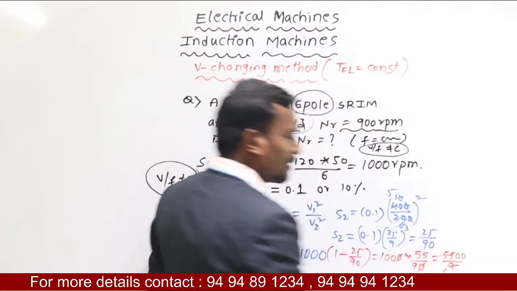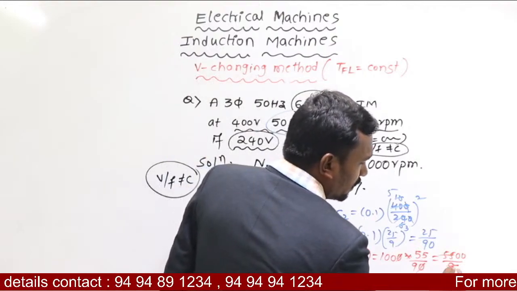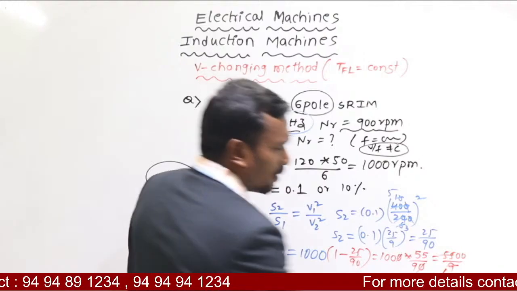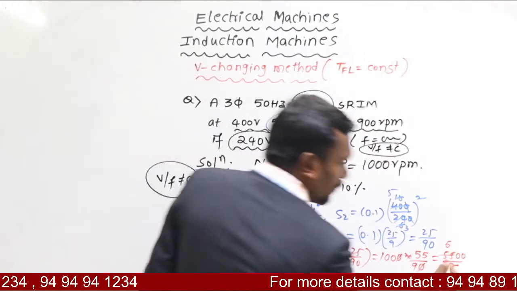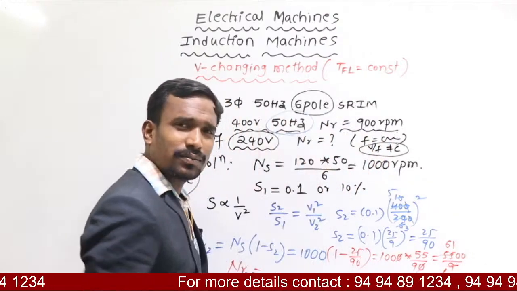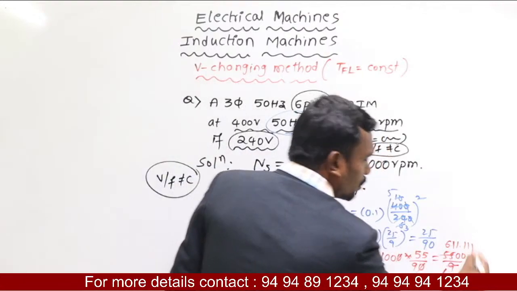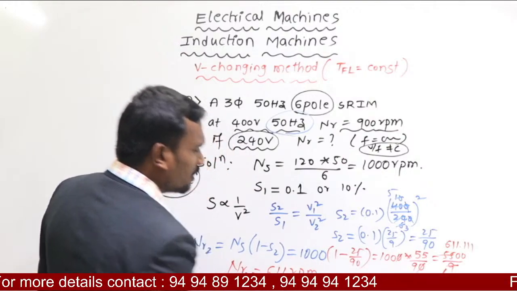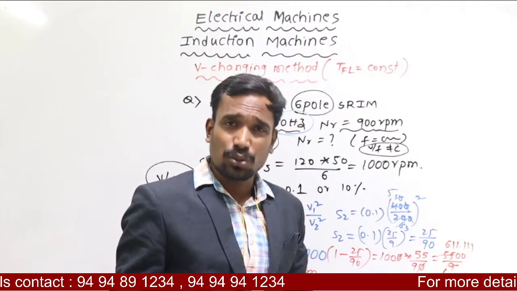9 ones are 9. 9 5s are 45. 9 6s are 54. So what is the answer? 611 RPM. Like that you have to calculate whatever the answer. So like that we have to do.